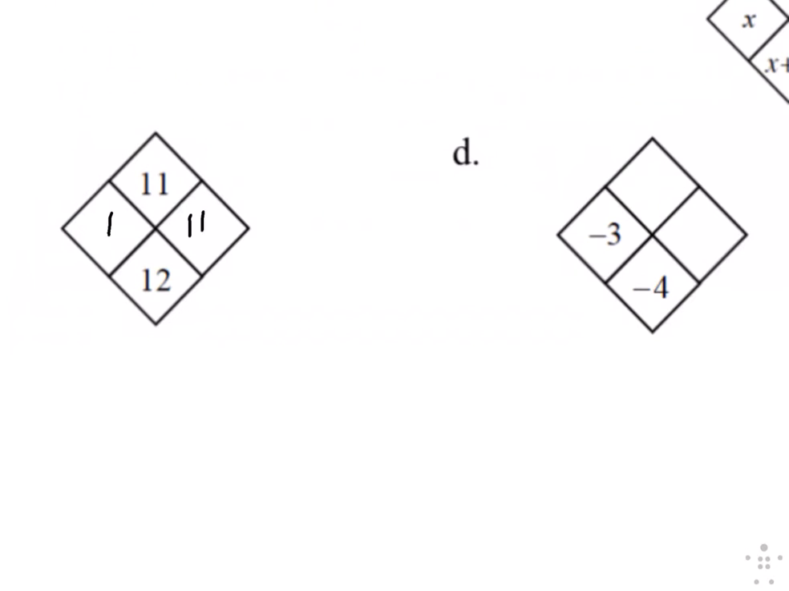Okay, and then D says -3 plus what is -4, right? And as an equation, that would be this, right? -3 plus what equals -4, right? And then you'd add 3 to both sides, and you'd get -1, right? So -1. And then -3 times -1 is 3. Okay, diamond problems should become really easy for you guys now.